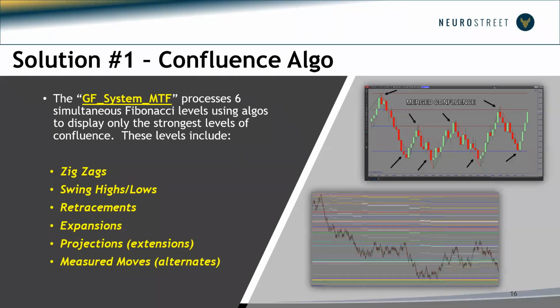We've developed a product that generates multi-time frame Fibonacci confluence using 6 measurements of Fibonacci: zigzag analysis, swings, retracements, expansions, projections, and measured moves. It's applicable across multiple time frames, multiple fractal analysis, and it's automatically dynamic to your charts. So you just load it and it automatically calculates the Fibonacci sequencing completely.